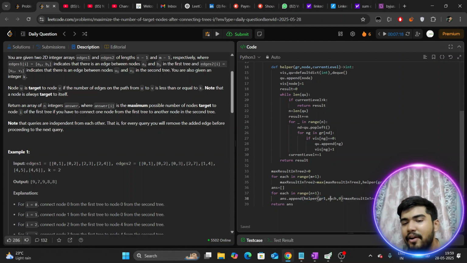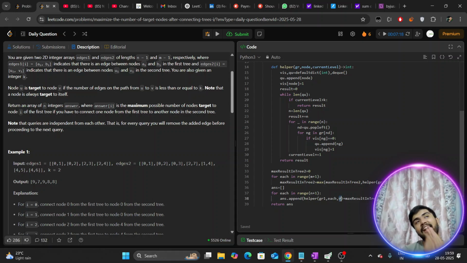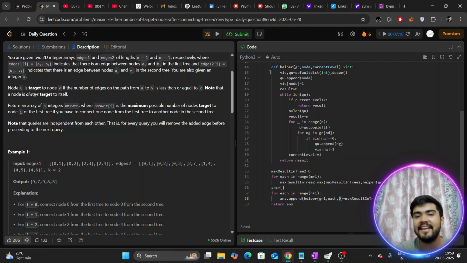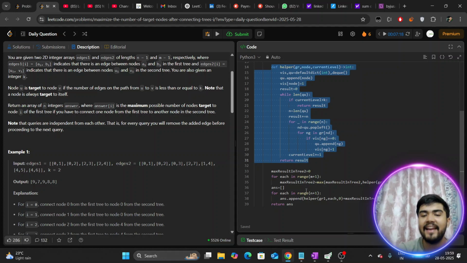And what is the current level? As I am standing on the current tree only, tree 1, I am not going to connect to tree 2. That's the reason that earlier I used the current level as 1 to start the BFS, because the connection is going to utilize one level. But here I am already standing in tree 1. So I can start with the current level as 0, and every other thing works as it is. No change, and finally I can return my answer.